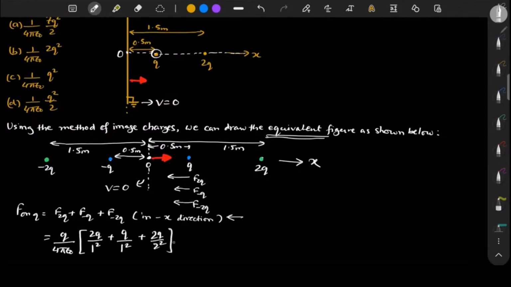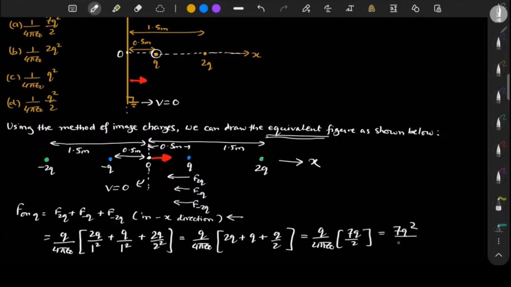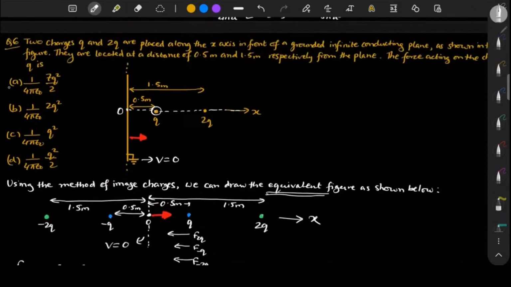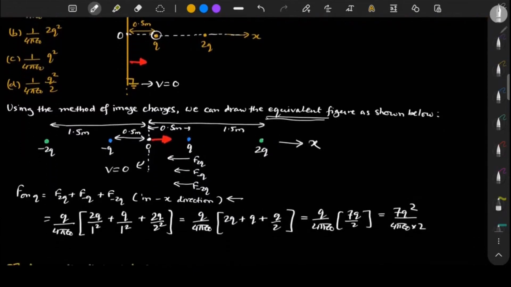And then due to minus 2q, that is 2q divided by, so the distance is 1.5 meters plus 0.5 meters, that is 2 squared. So we can simplify q over 4 pi epsilon naught. Again, notice that I did not write minus 2q because the minus sign takes care of the direction of the force, which we have already specified as negative x direction. So q over 4 pi epsilon naught times 2q plus q plus q by 2. And that is nothing but q over 4 pi epsilon naught times 7q over 2. So 7q squared over 4 pi epsilon naught into 2. So the correct option is option number A. So that's the correct answer.